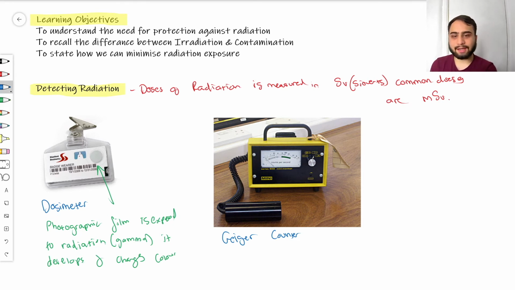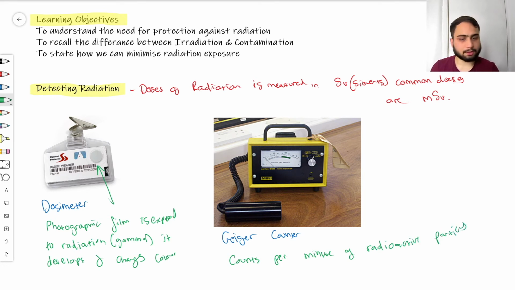Okay, so the Geiger counter works by displaying counts per minute of radioactive particles being detected by the tube. So it's kind of intuitive, like the higher the counts per second, the higher the dose you're receiving. So now you understand the two main ways of detecting radiation.